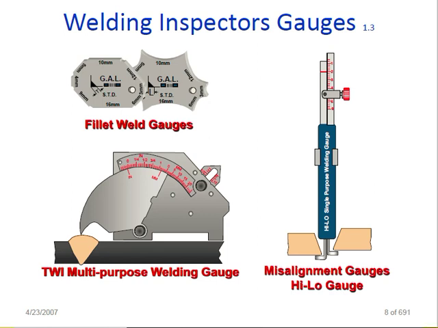So if you have this type of defect, there is a limitation as per the standard. If it is under the limitation, okay. If it is more than the limitation, then you cannot do welding. Same thing here with the TWI multi-purpose welding gauge. You see, he is checking the throat. If the throat thickness is under the limitation, it is okay. If it is beyond the limitation, then we have to reject the welding.